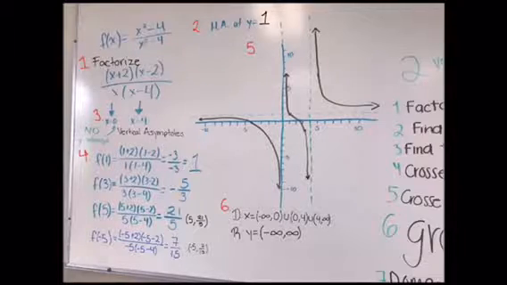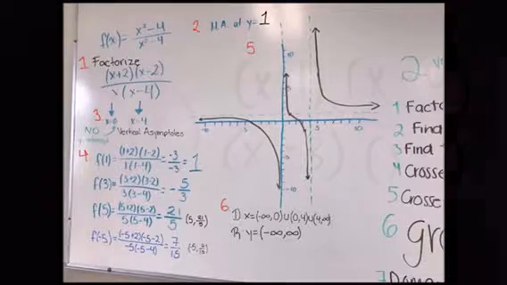In the domain, we just have to skip the vertical asymptotes. Therefore, we have minus infinity to 0, union 0 to 4, union 4 to infinity. And that's all in this example, my little friends.